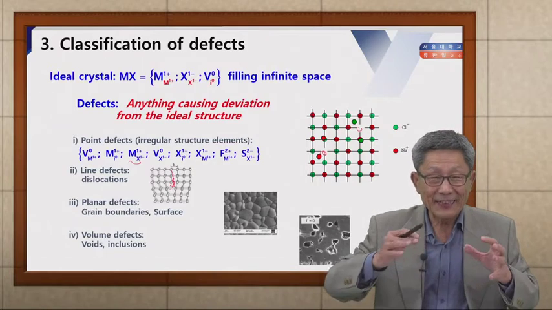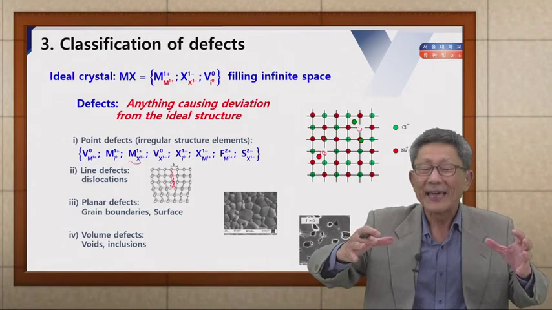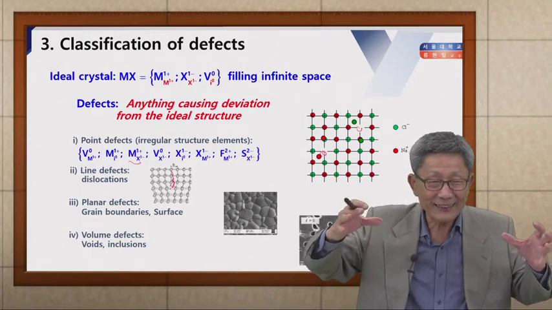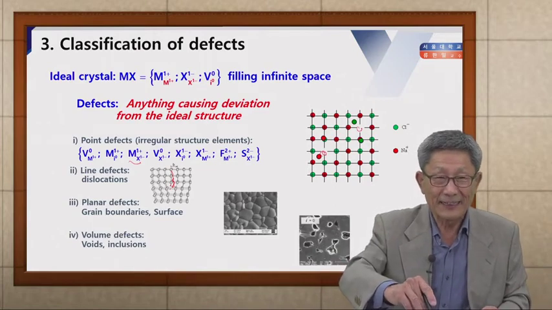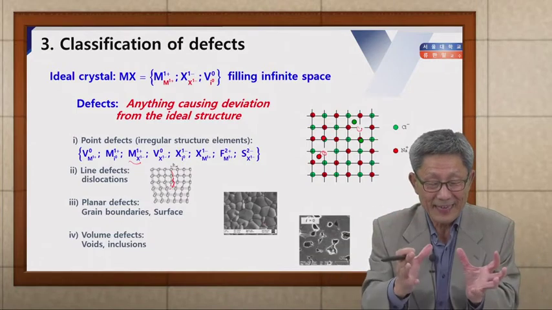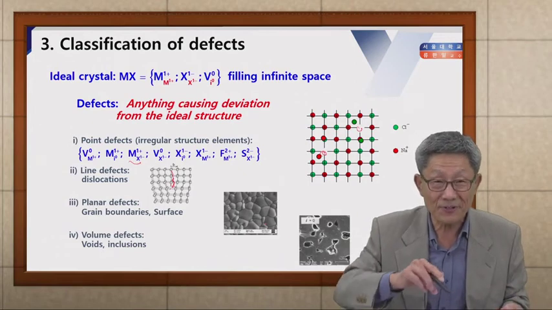And actually, the ideal crystal is supposed to occupy the entire space, but nothing is infinite. Anything is finite. For the case of a material, a piece of ceramic, it first of all has a finite volume. Therefore, it has a surface. Yes, the surface is also a defect.